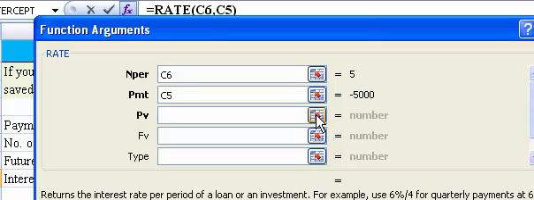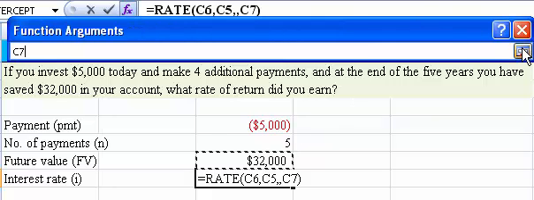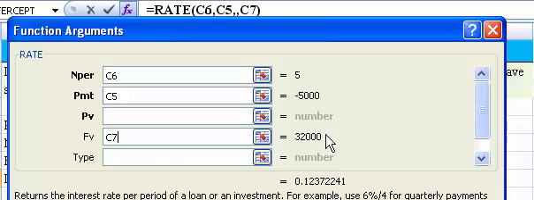Okay, the present value is really 0. Now you could type in 0 here or you could ignore it. We're starting off with nothing, right? And the future value is that $32,000, which is a positive number, so we'll show that down.